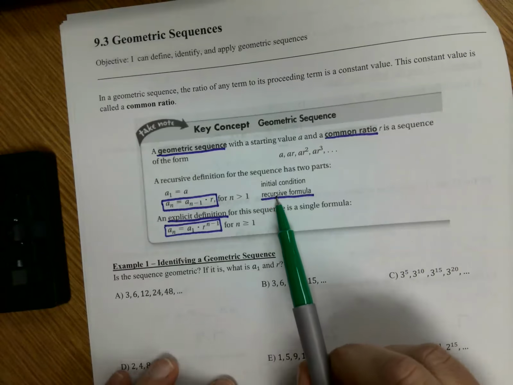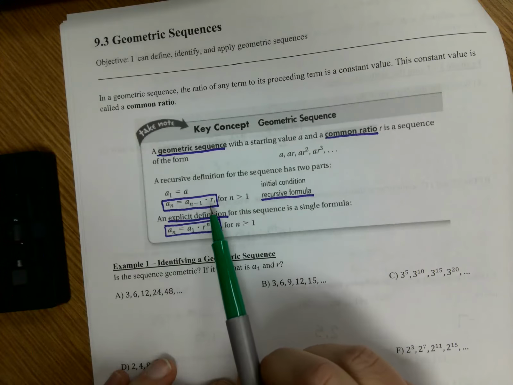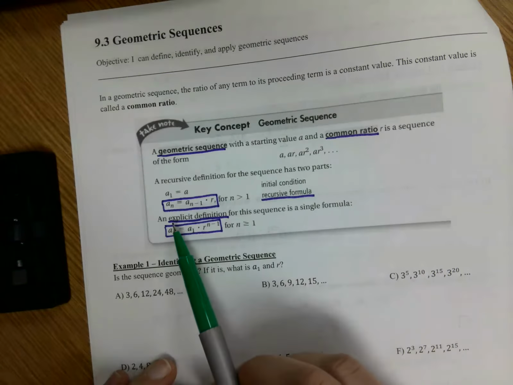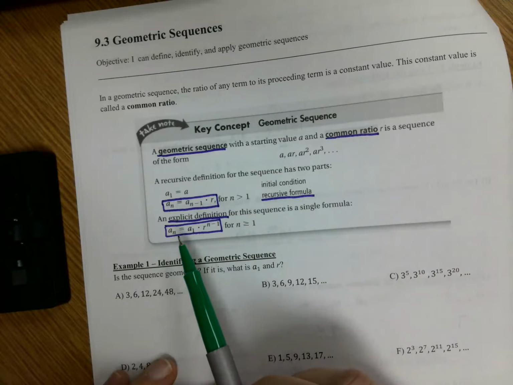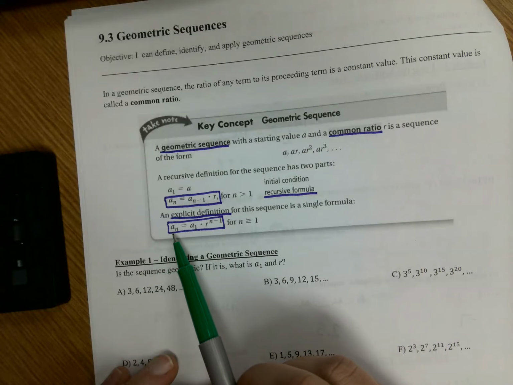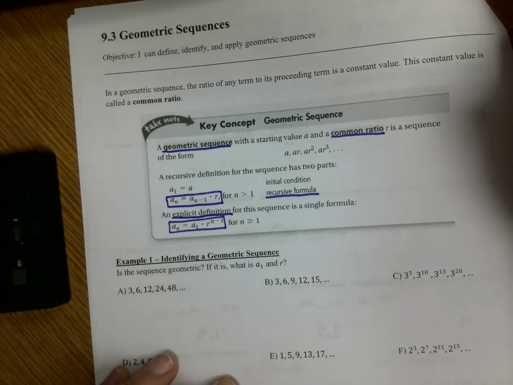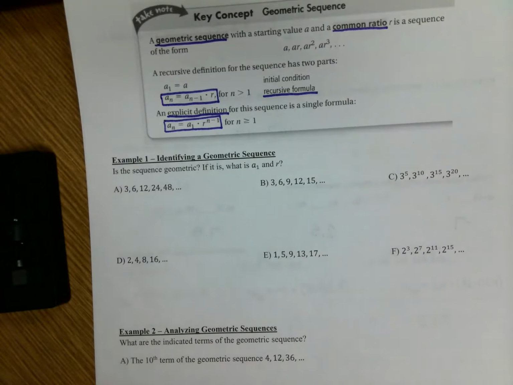We still have a recursive, meaning we have to use our previous term to figure out our next term. So our common ratio, previous term times whatever number that is, gives us the next term. Or our explicit: it doesn't matter if I was looking for the 150th term, as long as I know my ratio and my first term, I can figure out what the number would be. So first we have to identify that geometric sequence.